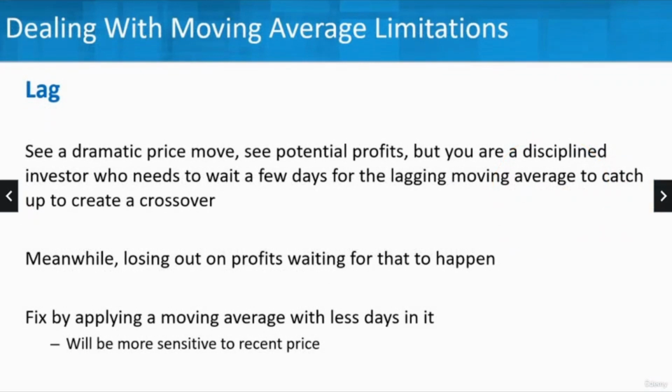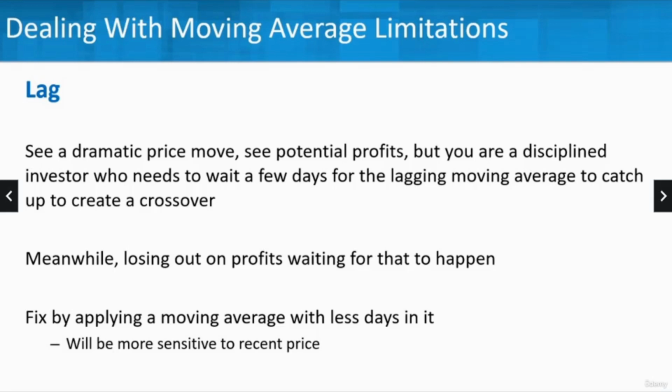You could see a dramatic price move, and you could see potential profits. Look at where it went. It went way down. There might be a way to buy in, and a good opportunity here. But let's say you're a disciplined investor. Hopefully you are, and you decide you want to wait a few days for that lagging moving average to catch up and then actually create the crossover. So you can see it kind of happening. You see it moving towards the moving average line, but you're waiting for the crossover to happen, which is your way of confirming and making that decision.